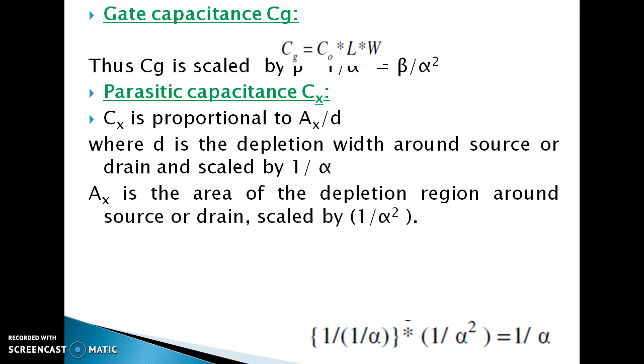Similarly, the parasitic capacitance. The parasitic capacitance is defined as Cx, which is equal to Ax by D, where D is the depletion width around the source or drain. We know that D is scaled by 1 by alpha, and Ax is the area of the depletion region. Since it is area, it is scaled by 1 by alpha square times. Therefore, the total Cx equal to Ax by D is going to give now 1 by alpha here.